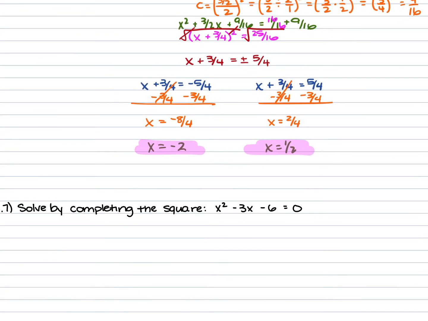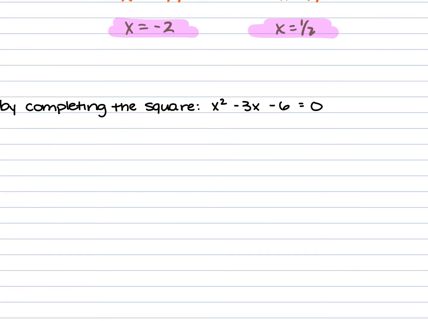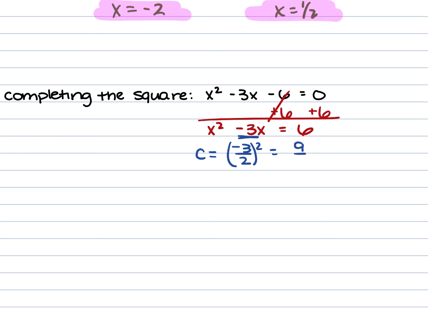For our next example, we're given x squared minus 3x minus 6 is equal to 0. For this one, we're going to add the 6 over to the other side. This will give us x squared minus 3x is equal to 6. From here, our b is negative 3. So in order to find c, we're going to do negative 3 over 2 squared, which gives us 9 over 4. That 9 over 4 gets added to both sides of our equation.